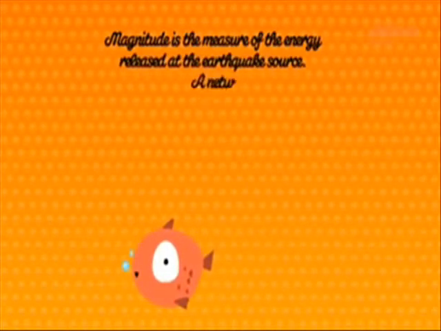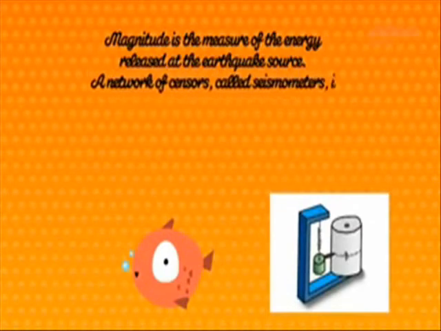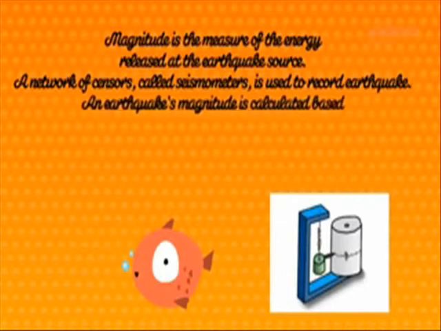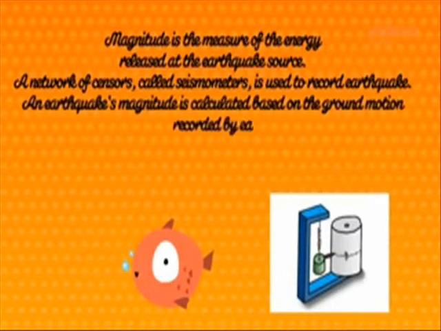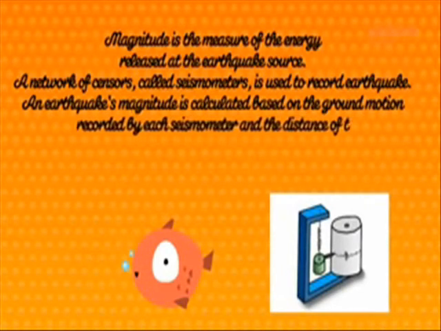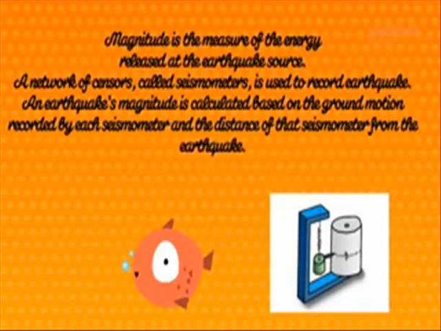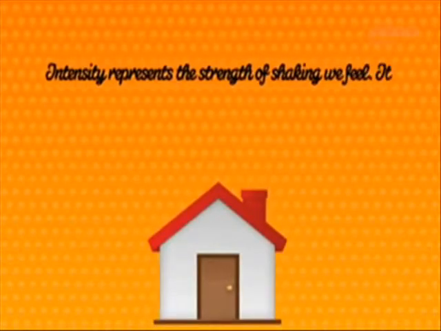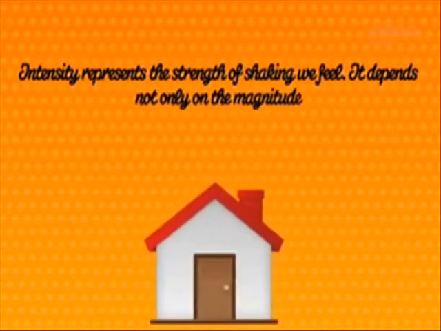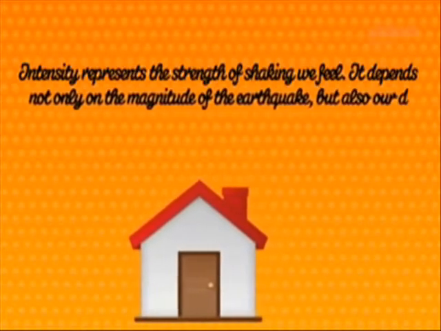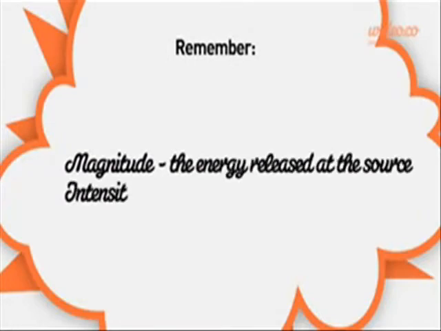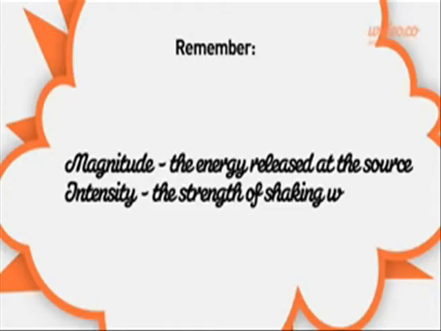A network of sensors called seismometers is used to record earthquakes. An earthquake's magnitude is calculated based on the ground motion recorded by each seismometer and the distance of that seismometer from the earthquake. Intensity represents the strength of shaking we feel. It depends not only on the magnitude of the earthquake, but also our distance from the epicenter. Remember that magnitude is the energy released at the source and intensity is the strength of shaking that we feel.